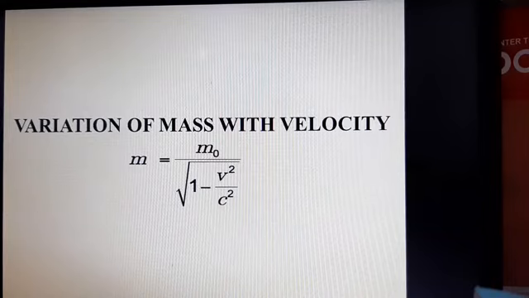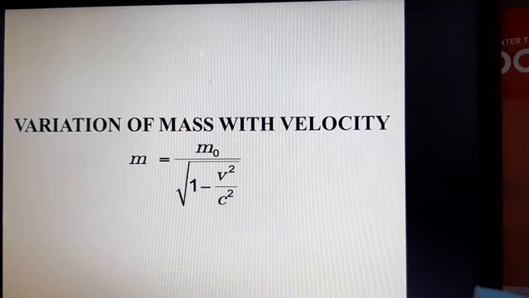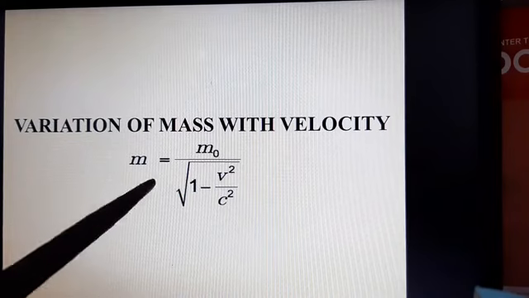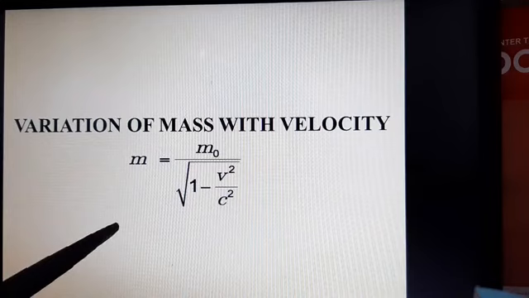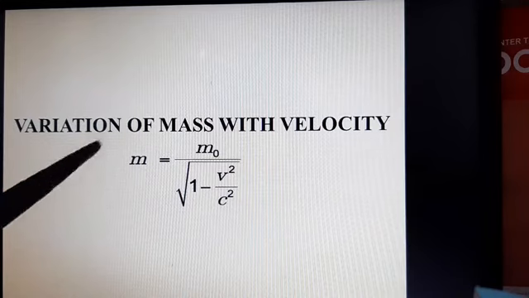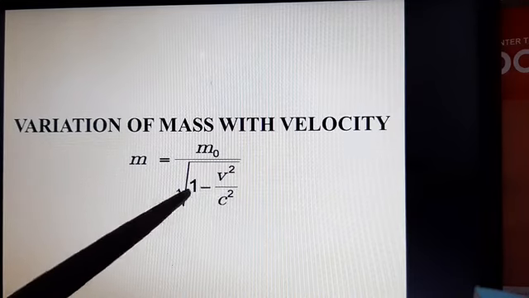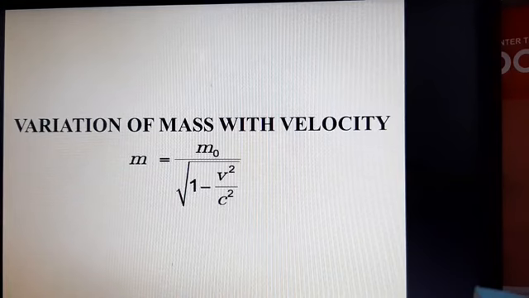As we know, you have already learned this formula: m is equal to m naught upon square root of 1 minus v square upon c square. So this is basically relativistic mass. In this equation, m is called relativistic mass, m naught is the rest mass of the body, and square root of 1 minus v square upon c square is the Lorentz factor or relativity factor.